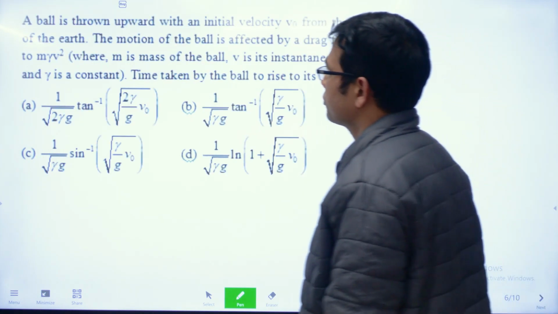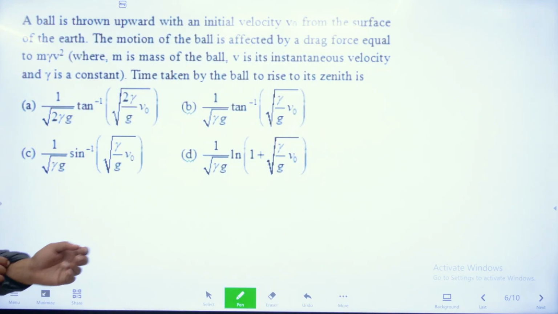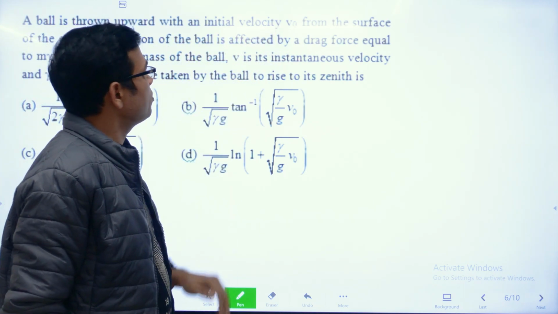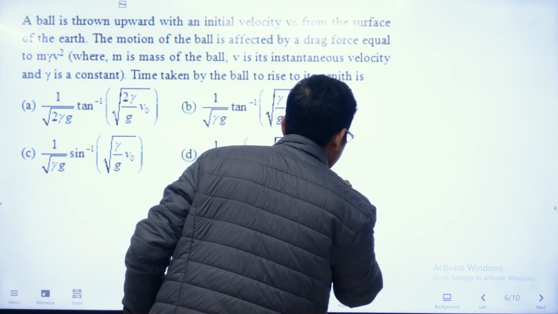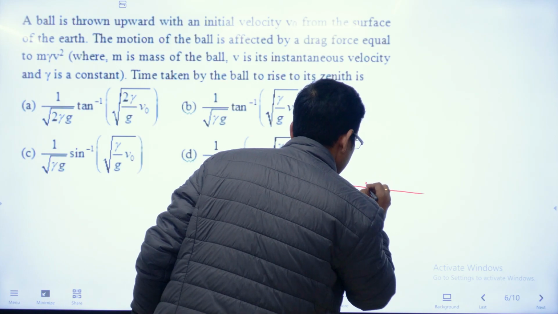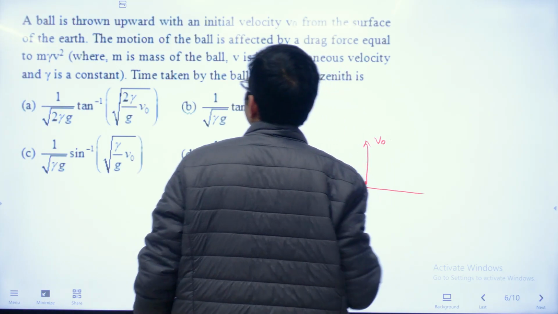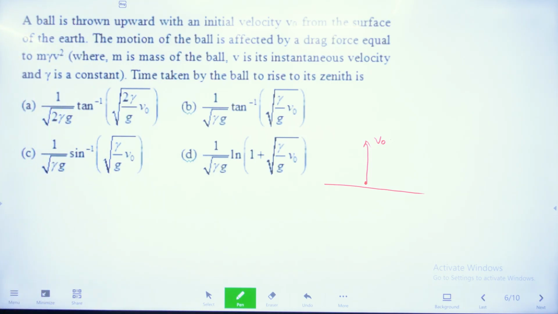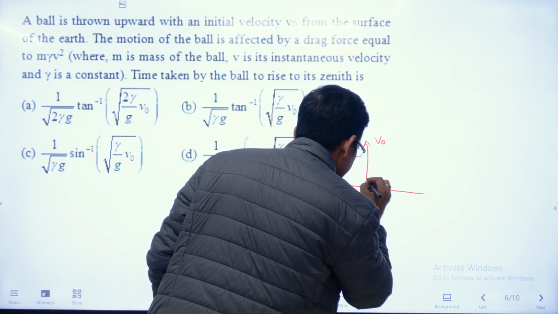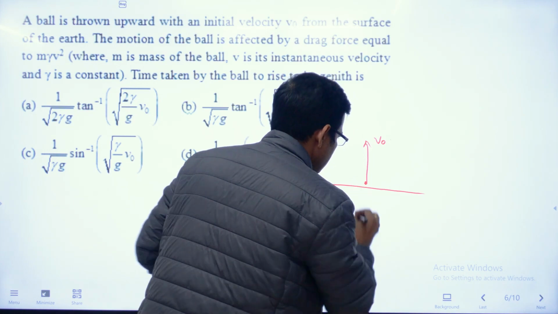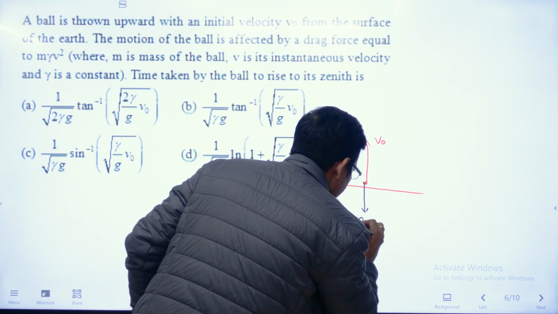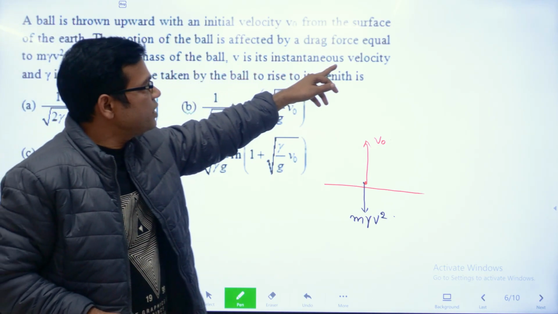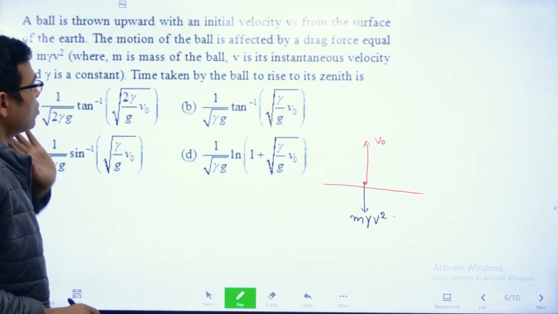So come to the next problem. In this problem, it is given that a ball is thrown upward with an initial velocity of v0 from the surface of the earth. यहाँ से कोई बॉल को फेंका गया है जिसकी इनिशियल वेलोसिटी v0 है, and the motion of the ball is affected by the drag force that is equal to m gamma into v square. इसकी ड्रैग फोर्स it will act in the downward direction, where m is the mass of the ball and v is the instantaneous velocity and gamma is the constant.